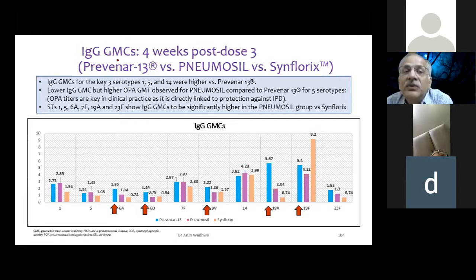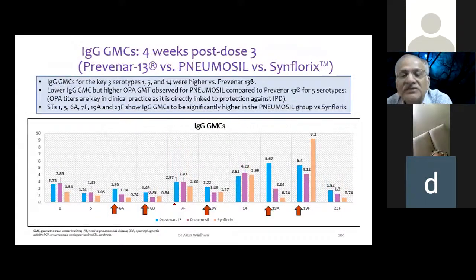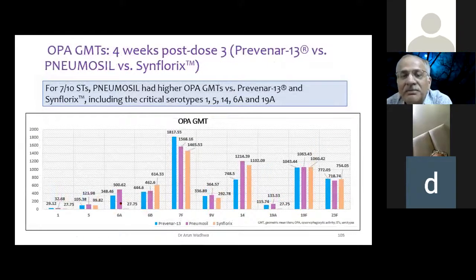And the second thing I wanted to show you was, if you see the OPA levels, suddenly everything changes. In this one, the 7F, the GMC levels were so low, and 23F, the GMC levels, this was higher. But when you see OPA levels, it becomes comparable. And this is what OPA levels you have to see.